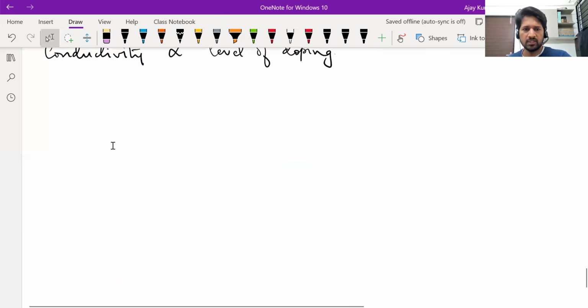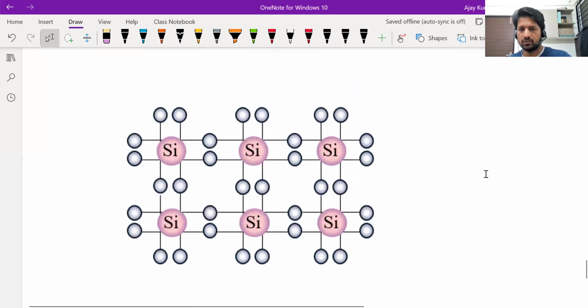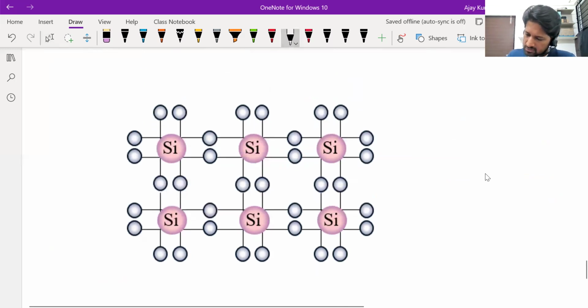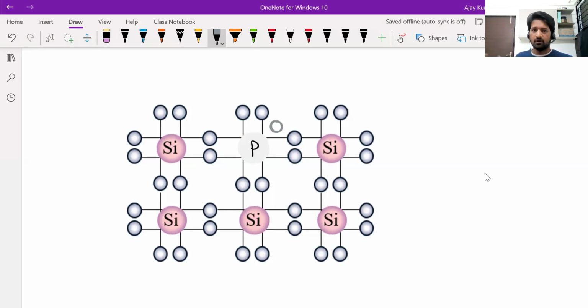Next, if you dope silicon with phosphorus, phosphorus valency is 5. So suppose a silicon atom from here is replaced with phosphorus. Phosphorus valency is 5, so it brings with it an additional valence electron. Now, 4 of its valence electrons will form bonds with the 4 silicon atoms surrounding it. But this fifth valence electron will be free. It doesn't have a place to sit. That means it becomes a free electron. So the fifth valence electron of phosphorus becomes a free electron.